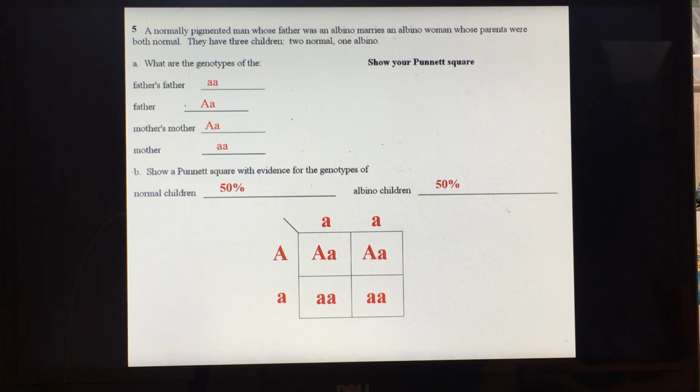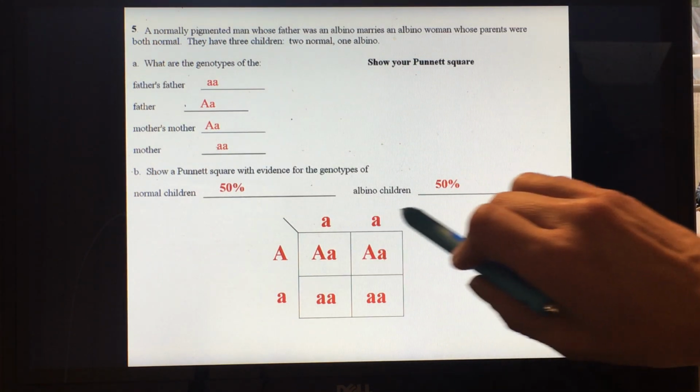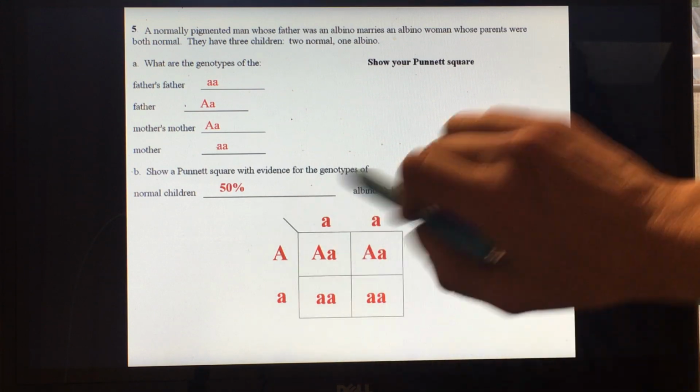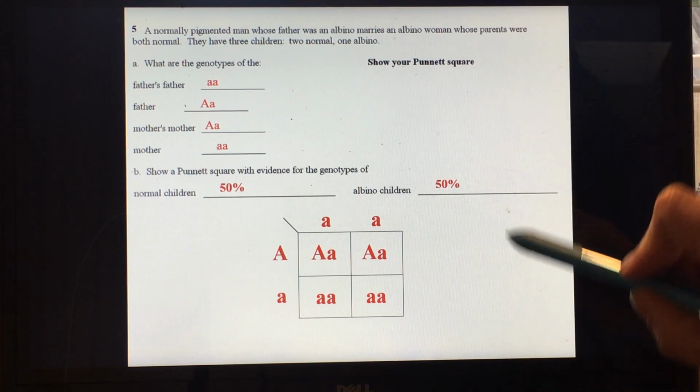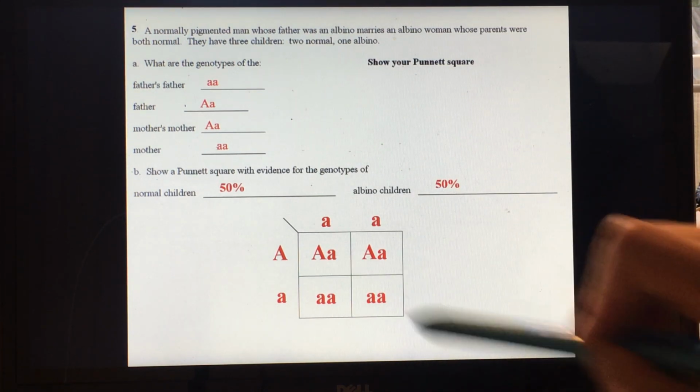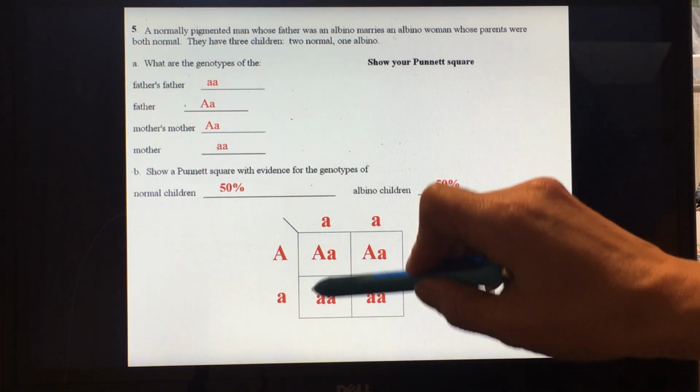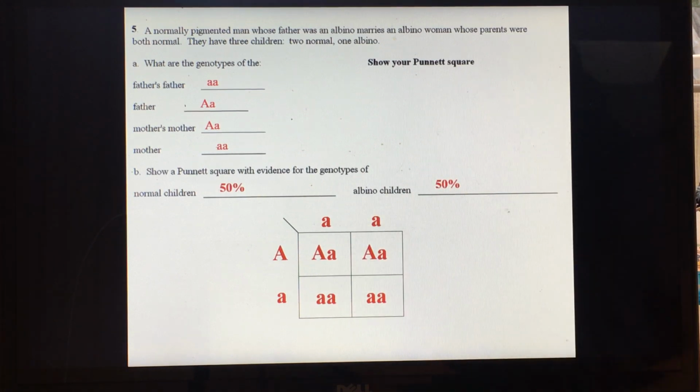Now, generally speaking, we put the male's gametes across the top and the female's gametes down the side, but we didn't do that in this particular Punnett square. It doesn't really matter because you get the same probability. You just would have different locations, but the numbers would be the same. So don't really worry about that so much.